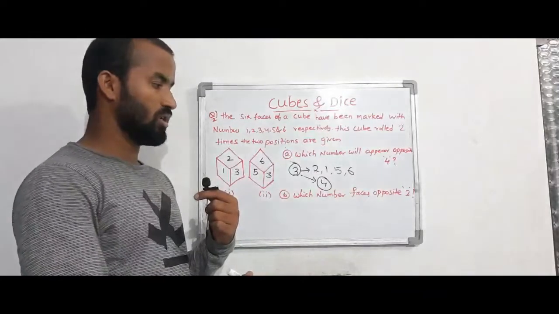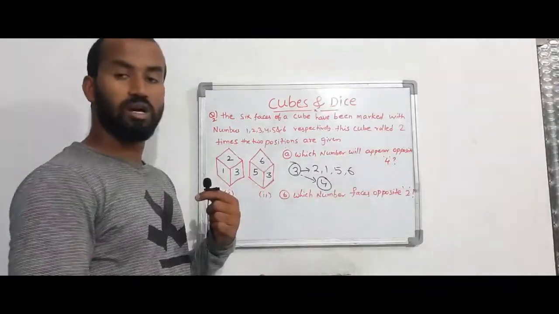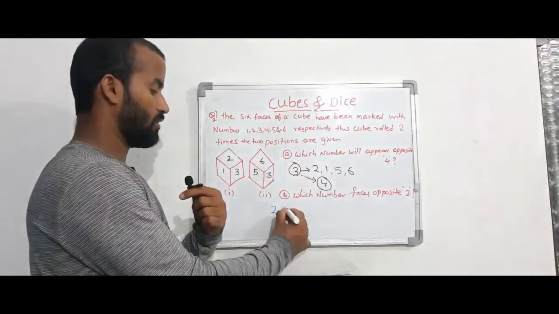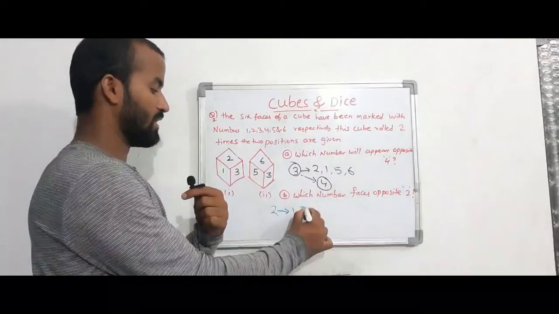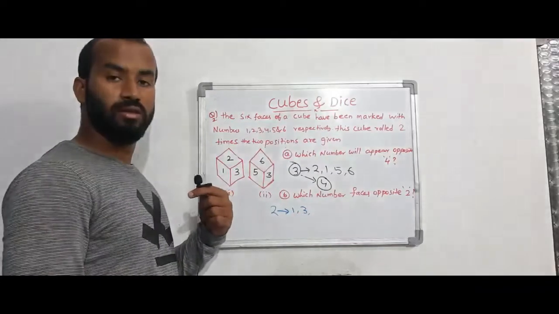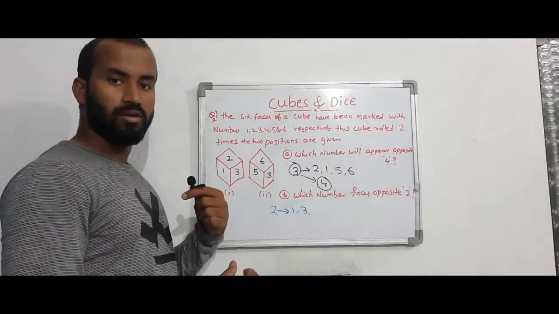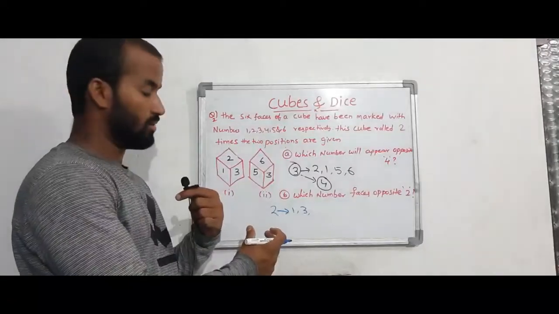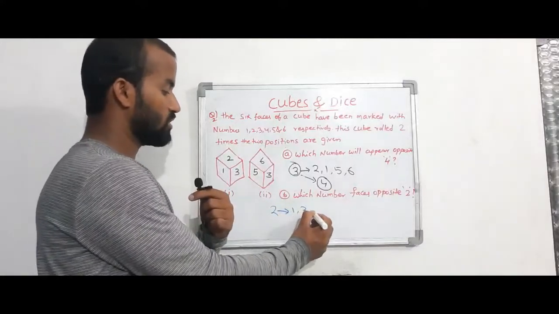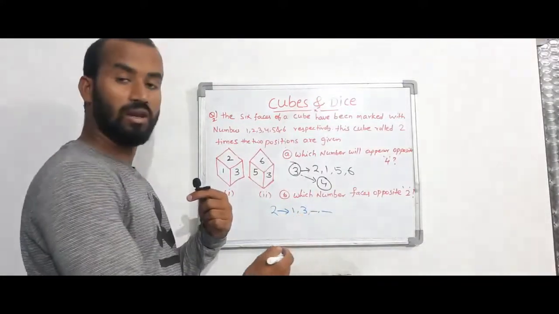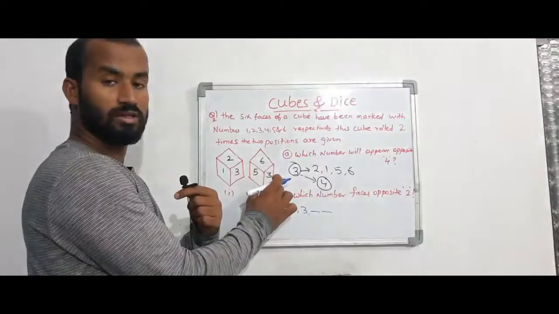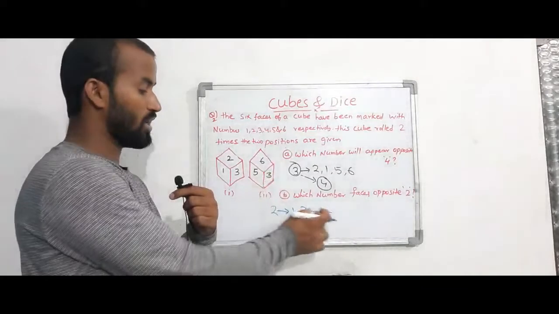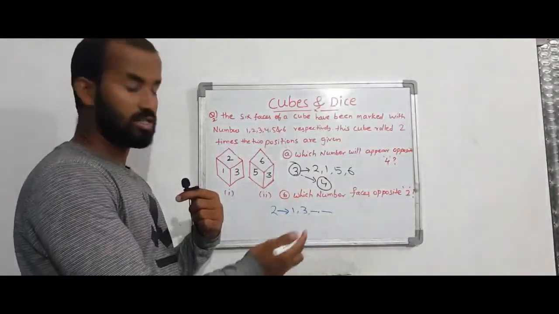See, what is the B question? Which number faces opposite to 2? From figure 1, I can write for 2, 1 and 3 are adjacent. For any side, there will be 4 adjacent sides, right? So remaining 2 sides I have to fill. But in the next figure, second figure, there is no 2 side here. So I can't fill remaining 2 adjacent sides.